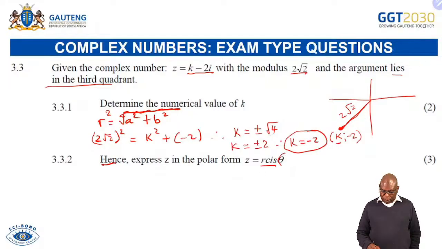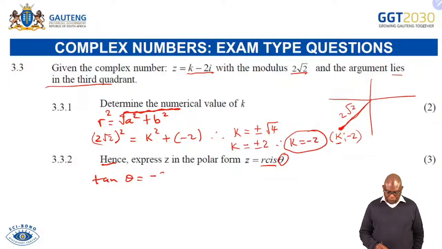In this form, we need the angle. How do we get the angle? So it will be the tangent of theta. It's in the third quadrant, I don't have a problem. So it's minus 2 over 2. Remember, it's the y value over the x value. You must write it like that.